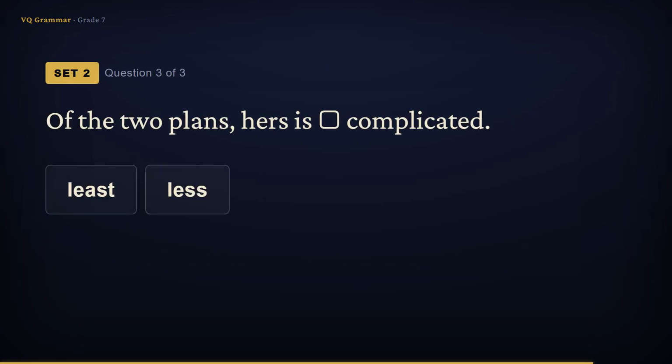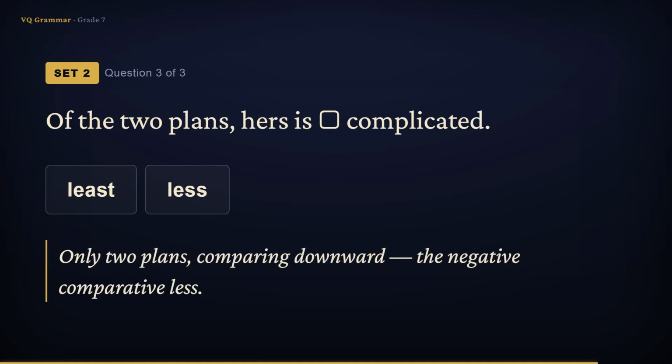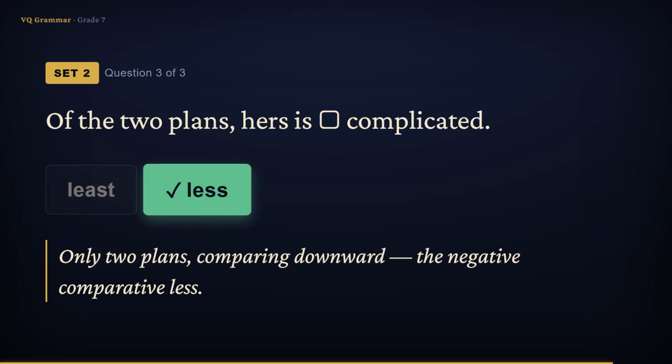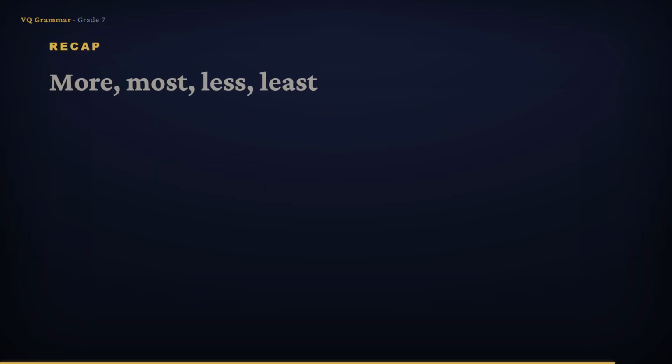Of the 2 plans, hers is blank complicated. This time there are only 2 plans, and again we're comparing downward. 2 things in the downward direction means the negative comparative, which is less, not least. So the answer is less.